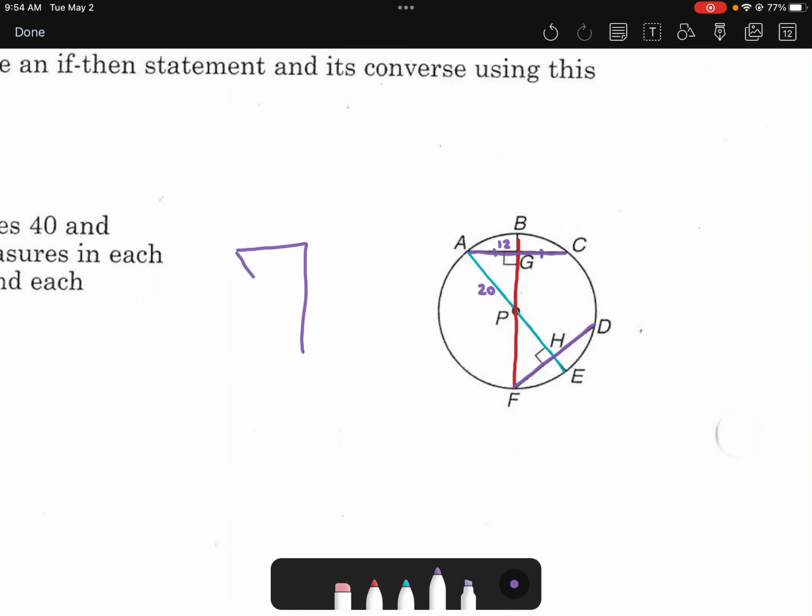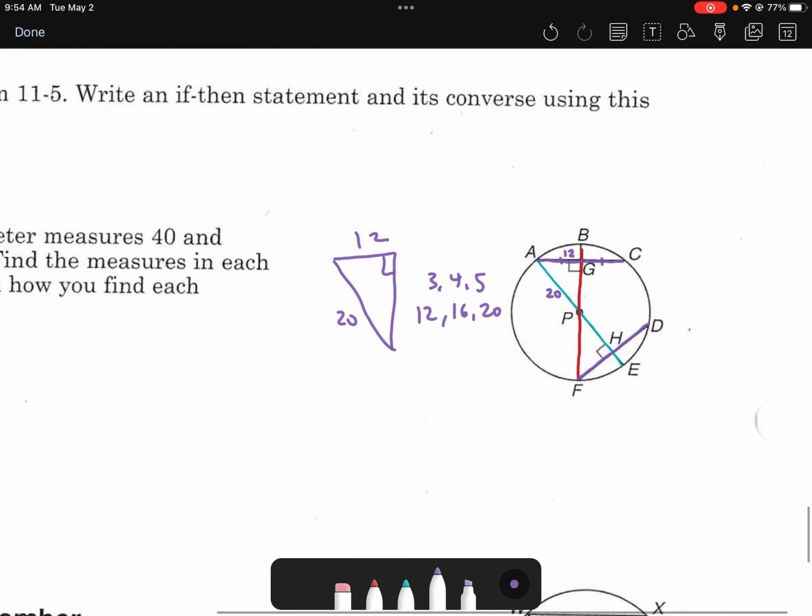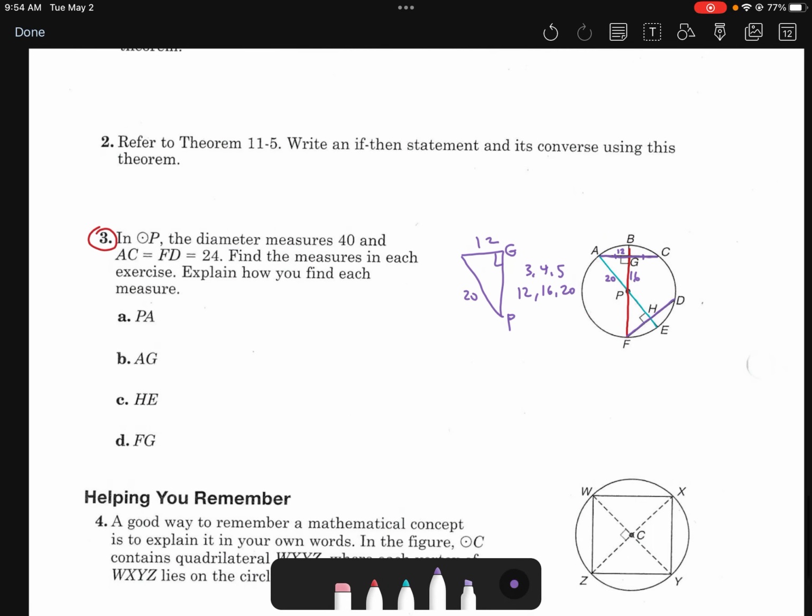Now, do you see the right triangle? 12 something and 20. Pretty sure that's a 3, 4, 5. If you multiply by 4, you're going to get 12, 16, 20. So G to P, that's G, that's P, has to be 16.